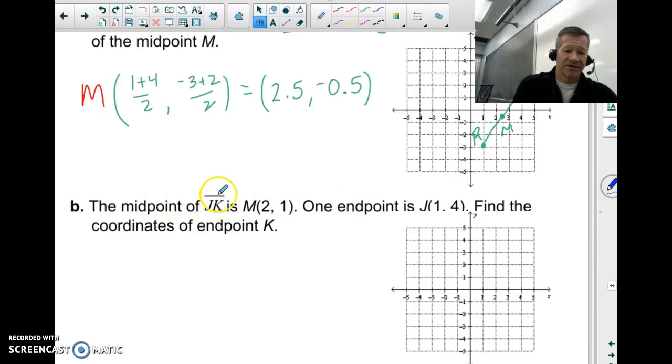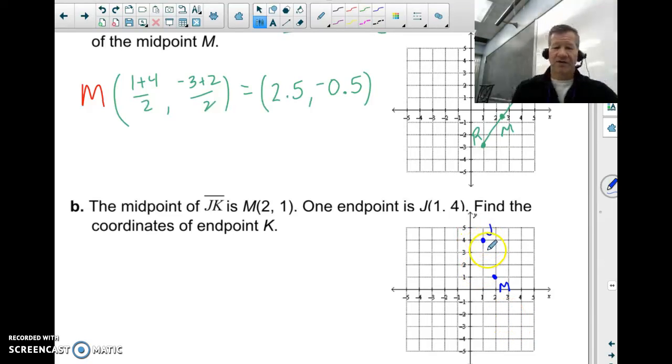So this time they're telling you the midpoint. In the past they asked us for the midpoint, now they're giving it to us. The midpoint is 2, 1. Now that would be right there. There's our midpoint. And one endpoint is at 1, 4. So there's a point J. Can you find the coordinates of the other endpoint, endpoint K? Well, if M is supposed to be the midpoint of JK, and J is over here, then K would have to be somewhere down here.